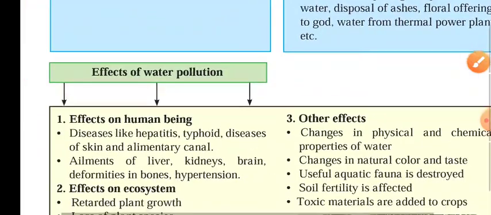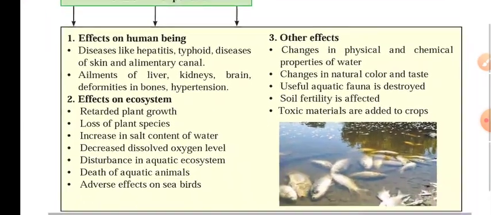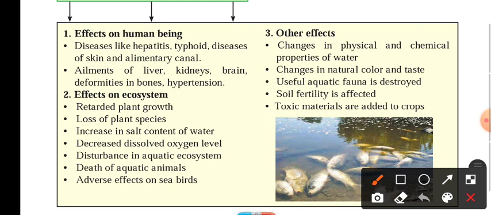Effects of water pollution. What are the effects? First, they have given the effects on human beings: diseases like hepatitis, typhoid, diseases of skin and alimentary canal, ailments of liver, kidneys, brain, deformities in bones, hypertension. These are diseases caused by impure water or water pollution. Now the effects on ecosystem. The other thing we have to discuss is the effect on ecosystem: retarded plant growth.